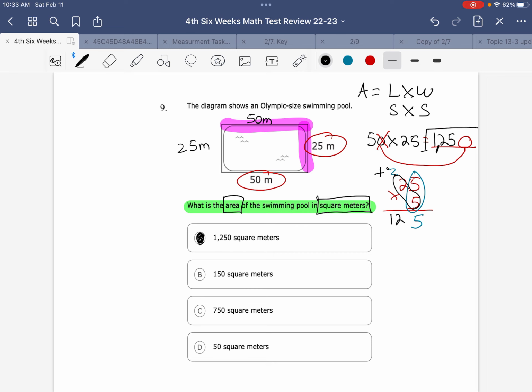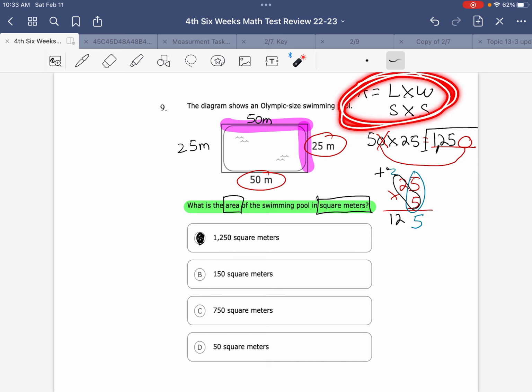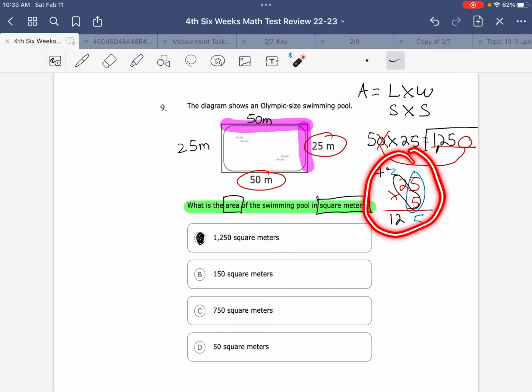Okay. For this problem, make sure that you're using your formula. It tells you what to do on it. Okay, make sure you know your multiples so that way when you multiply, you get the correct answer.